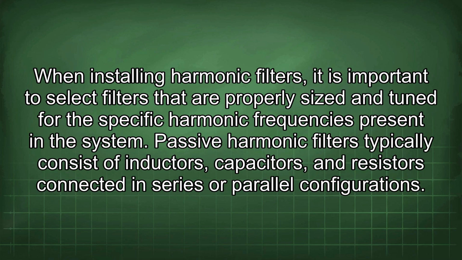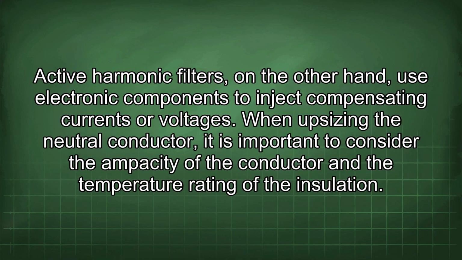When installing harmonic filters, it is important to select filters that are properly sized and tuned for the specific harmonic frequencies present in the system. Passive harmonic filters typically consist of inductors, capacitors, and resistors connected in series or parallel configurations. Active harmonic filters, on the other hand, use electronic components to inject compensating currents or voltages.